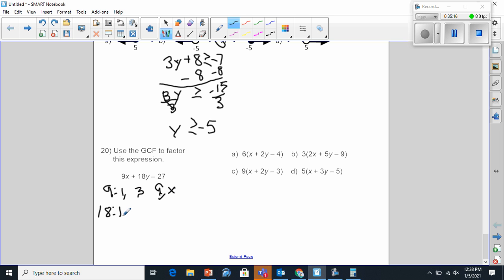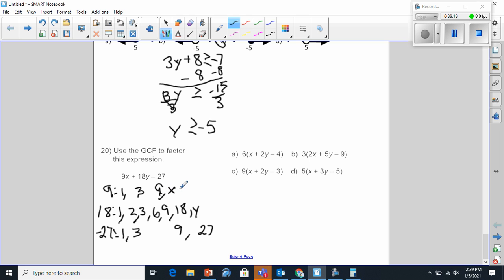18, well, that can be made up of 1 times 18. There's also a y there, so put that in there. And it can also be made up of 2 times 9. As well, it can be made up of 3 times 6. Next, we've got a negative 27. Well, negative 27, that can be made up by 1 times 27. Also can be made up by 3 times 9. That's it.